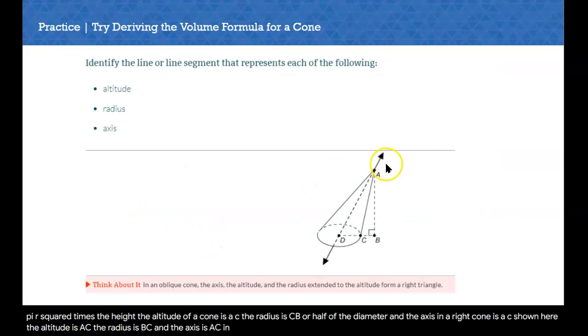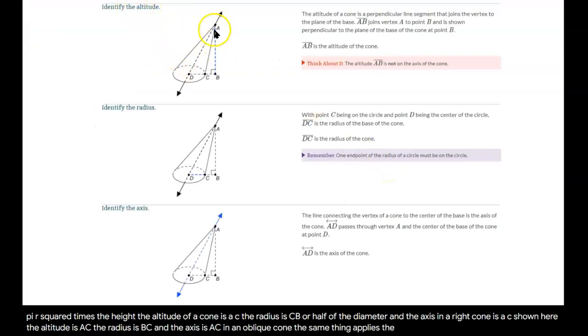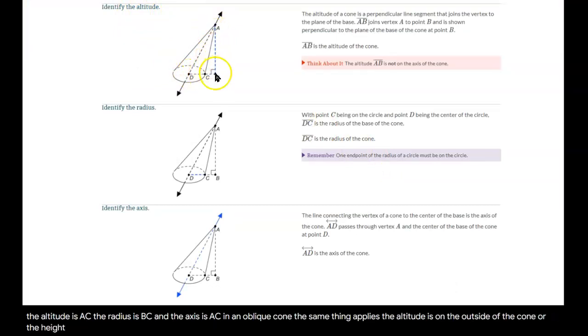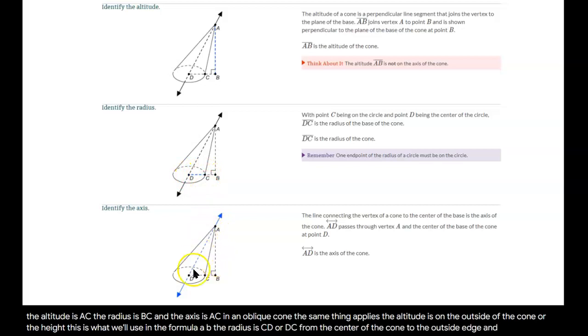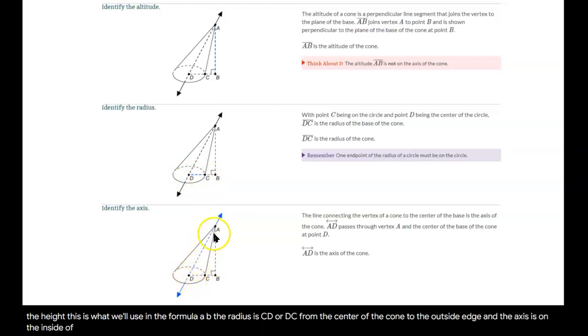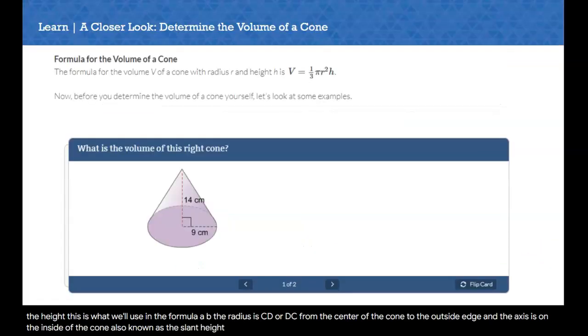In an oblique cone, the same thing applies. The altitude is on the outside of the cone, or the height. This is what we'll use in the formula, AB. The radius is CD, or DC, from the center of the cone to the outside edge, and the axis is on the inside of the cone, also known as the slant height of an oblique cone.